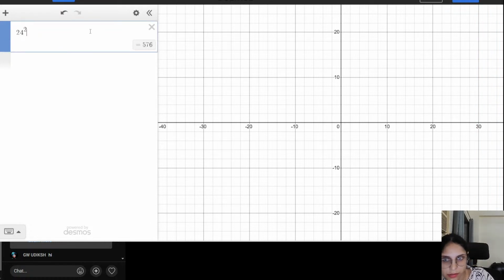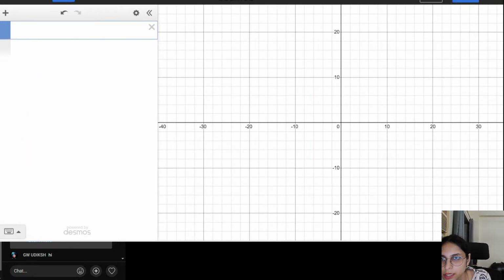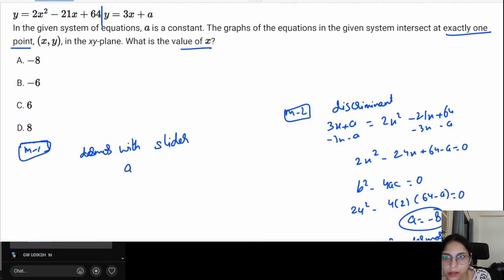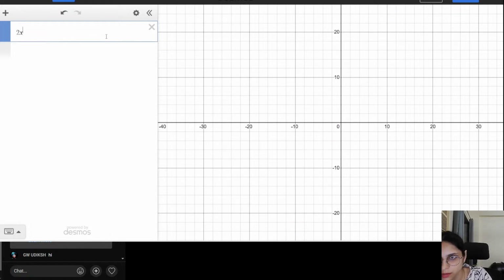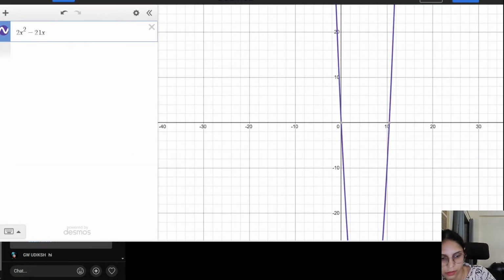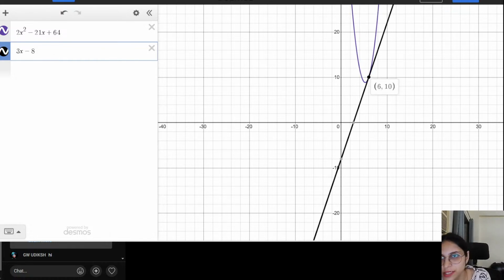So 24 squared minus 8 times 64 minus, instead of a I will write x. A is -8. And now you use Desmos. I would prefer discriminant in this one because there are a lot more steps in the method that I'm using right now. What is happening? A lot more steps. Value of x is 6.